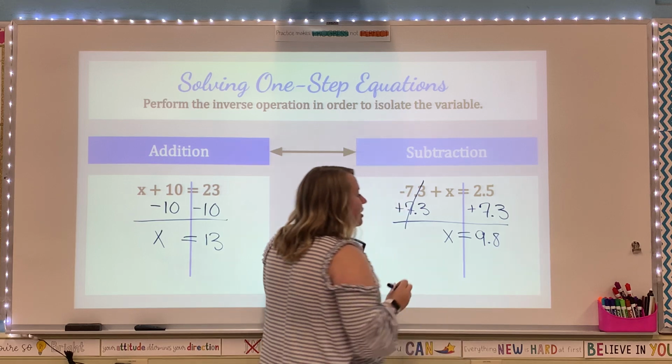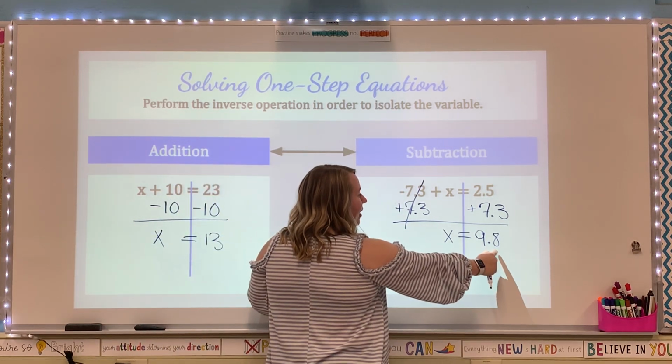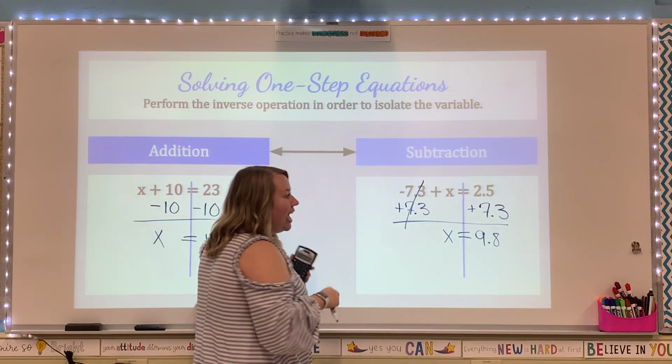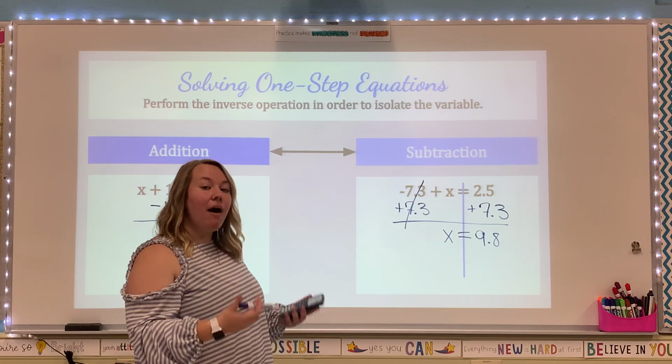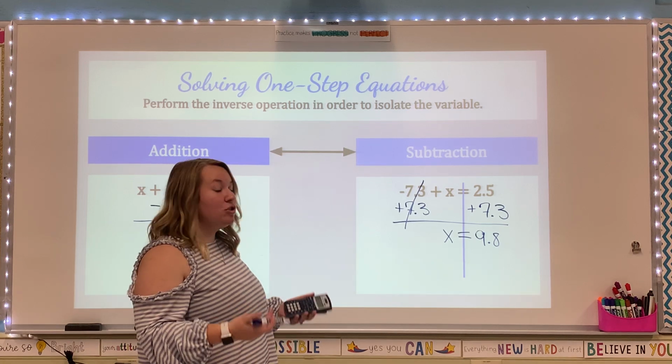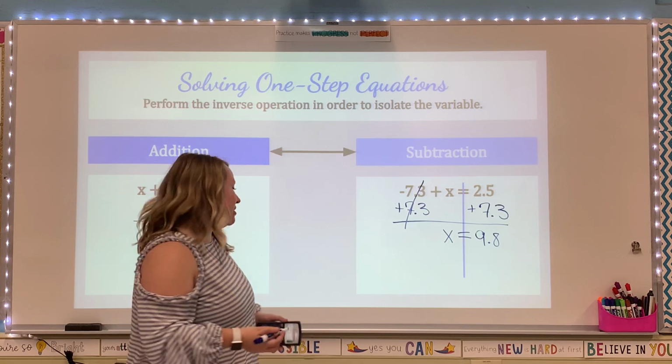9.8. Now again, to check your work, plug in 9.8 where x is and see, will a negative 7.3 plus a positive 9.8 give us 2.5? If we've done our math correctly, we should get the same answer.